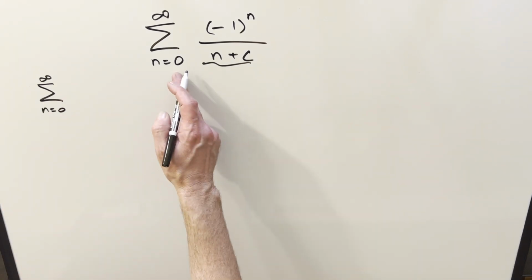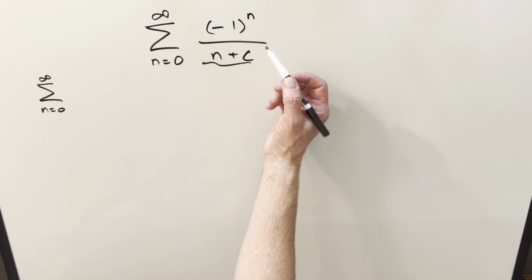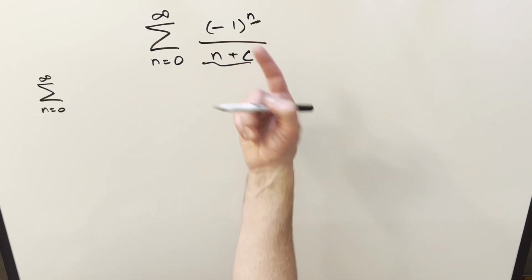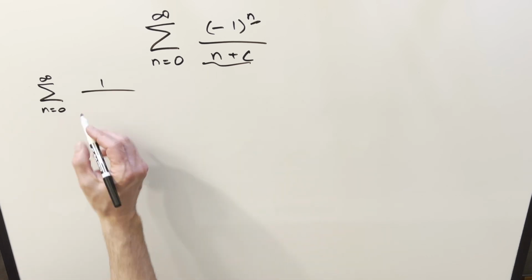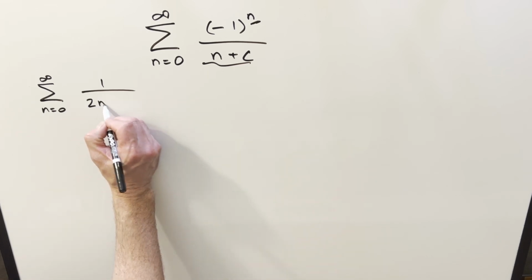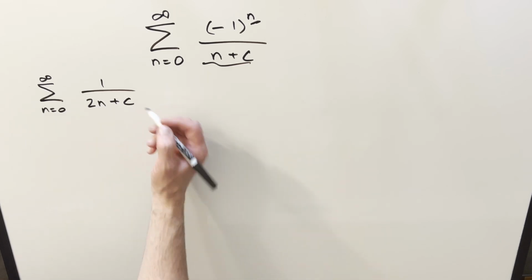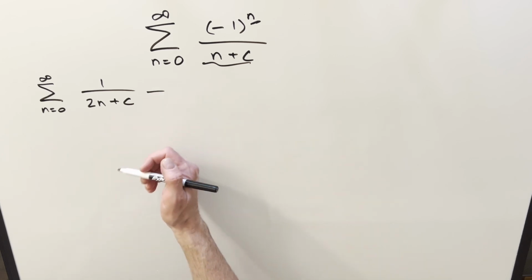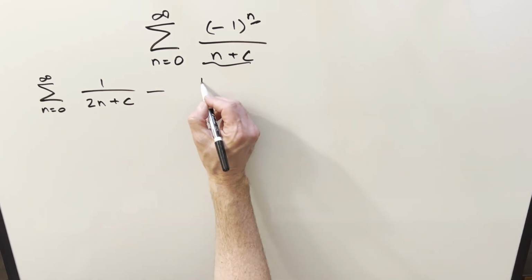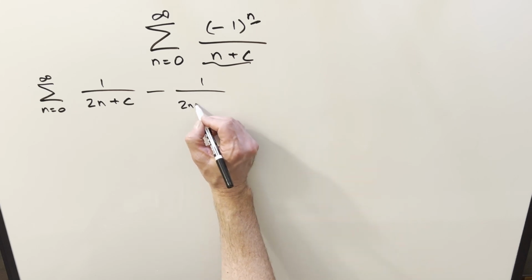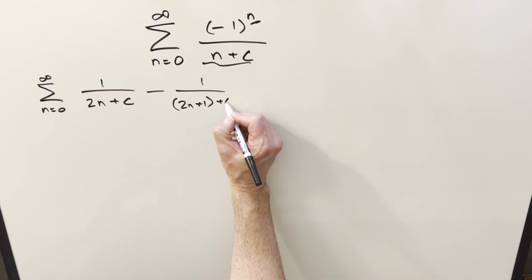So to do this, n equal to 0 is going to be even. Whenever n's even, you're just going to have a 1 in the numerator. To express the denominator so that we always have even terms, I'll write this as 2n plus c. Then to get all the odd terms, when n is odd, it's always going to be a minus 1, so I'll have a minus in front. To get an odd term, I can write it as 2n plus 1 plus c.